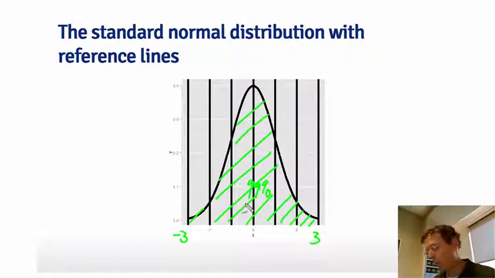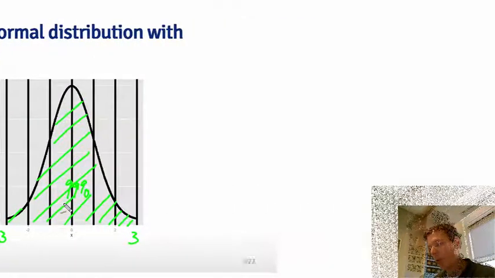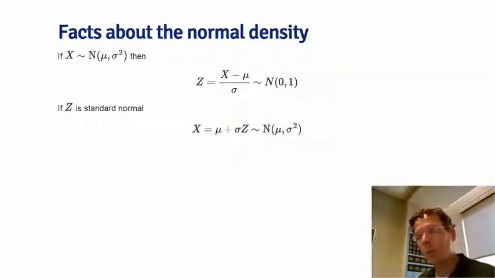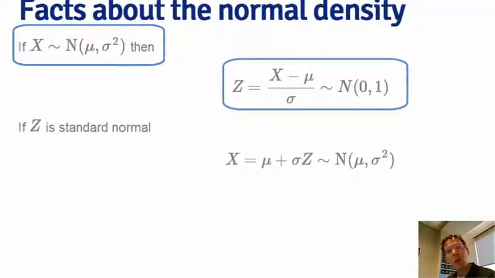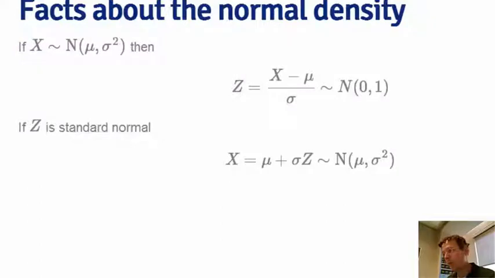So these reference probabilities you should just commit to memory. Let's go over some simple rules for moving between standard and non-standard normals. So if x is normal with mean mu and variance sigma squared, then if we convert the units of x to standard deviations from the mean, in other words, subtract off the mean mu and divide by the standard deviation sigma, the resulting random variable z is a standard normal.